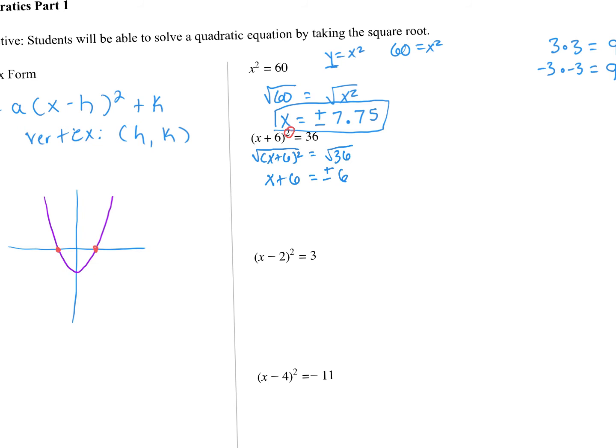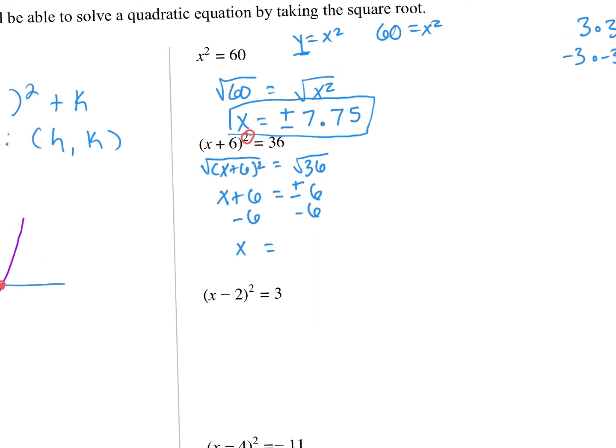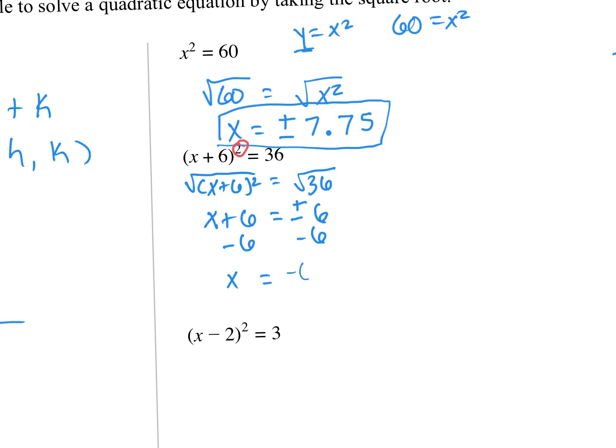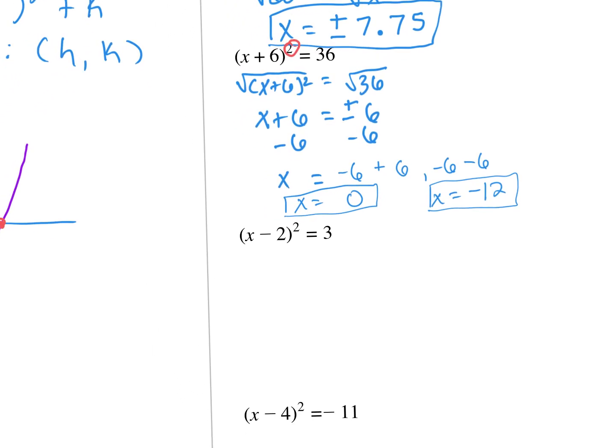Then to solve for x, I want to subtract 6 from both sides. And then x equals negative 6 plus 6, and also negative 6 minus 6. So remember, we have two answers. There's always two answers. Negative 6 plus 6 is 0, and negative 6 minus 6 is negative 12. So here are our two answers using that.